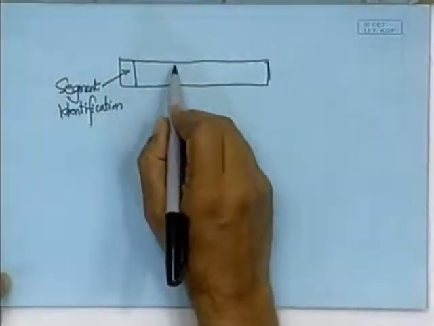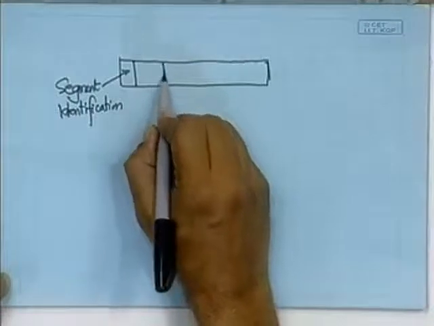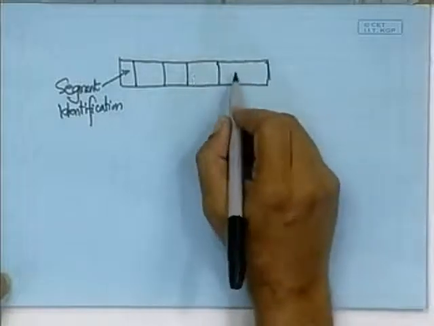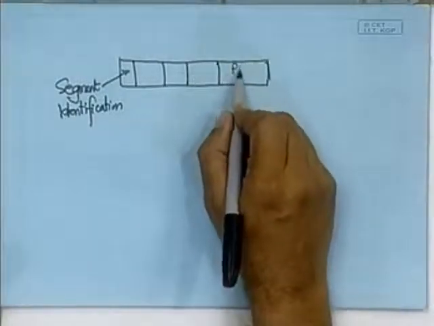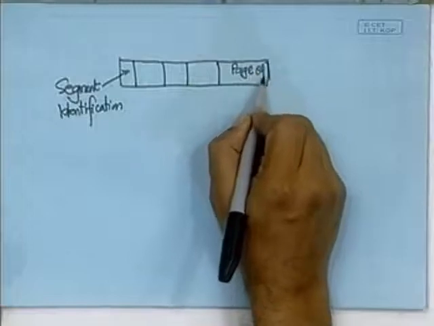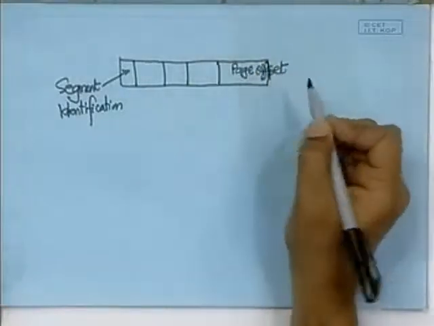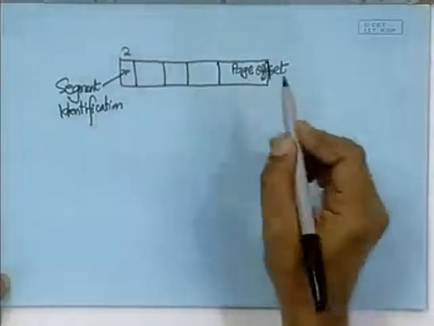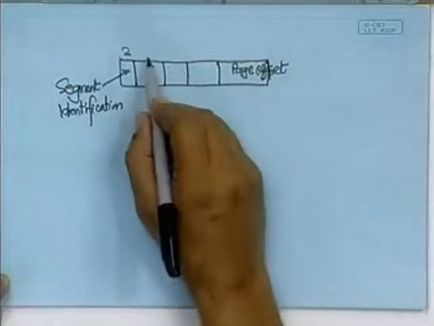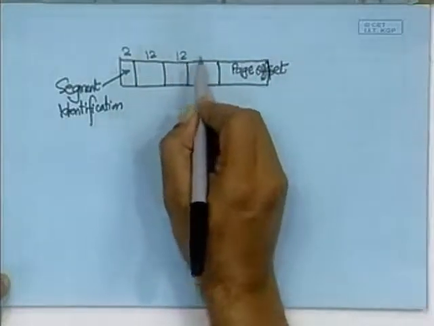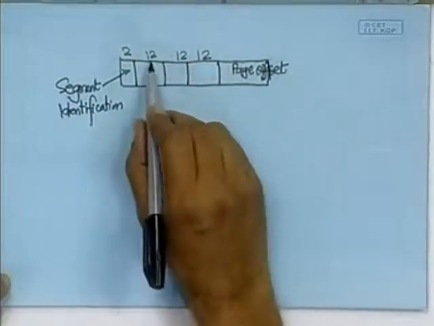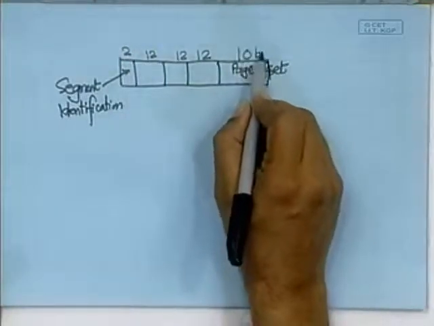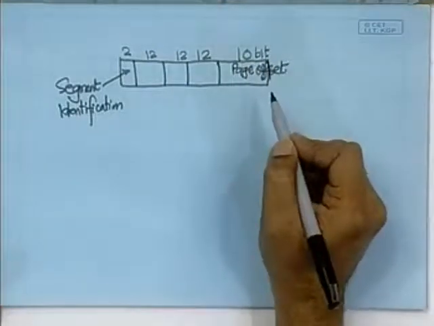And then the rest is divided into 3 parts, and of course, we have the page offset, and this is 2, and this is the page, these are 12 bits each. So, 12, 36, 48. So, the page size is 10 bits, 1K pages.